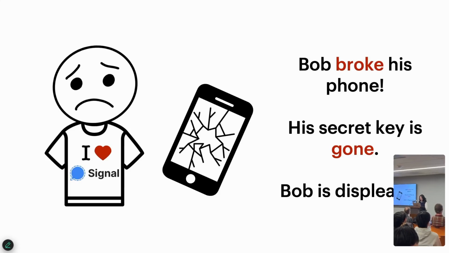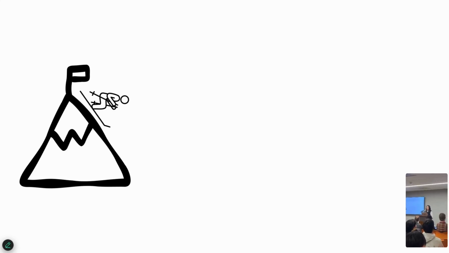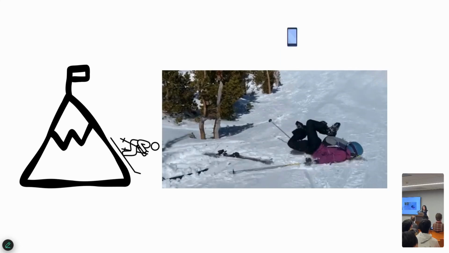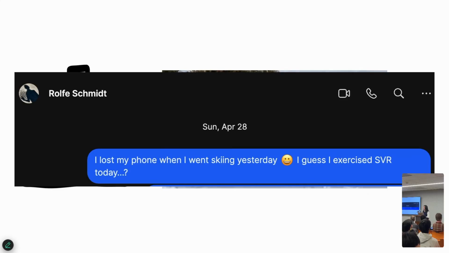I tell you this story because I was actually Bob last year. I went skiing last spring. I wiped out, and then my phone fell into the snow, and I could not find it. It's still in Lake Tahoe somewhere. So this is me messaging Rolf saying, hey, I lost my phone when I went skiing yesterday.